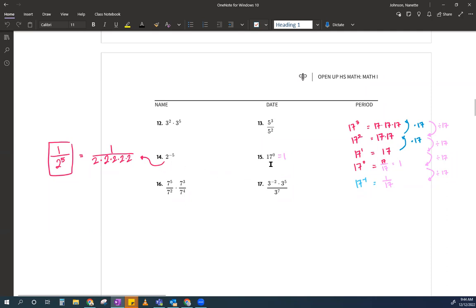Common mistake: 17 to the 0 is 0. No, that doesn't work like that, right? We're not multiplying 17 times 0. We're saying 0 factors of 17, and it's 1.